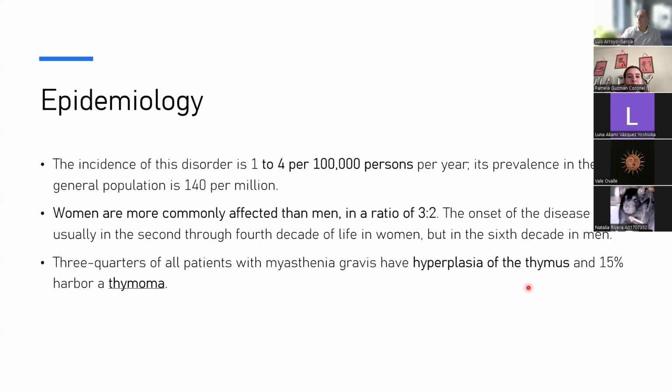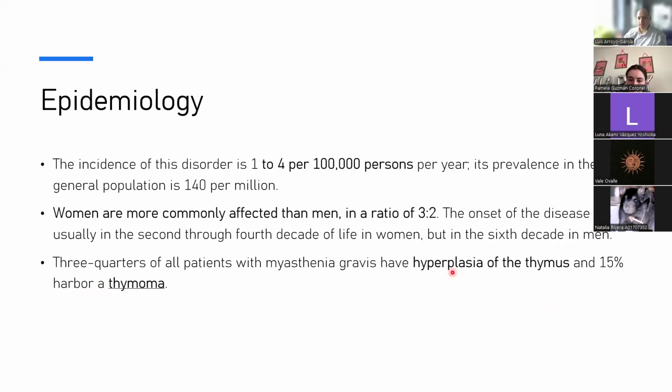This is a disorder that affects 1 to 4 people in 100,000 per year. There are a lot of people that suffer from this. For some reason, women are more commonly affected than men, and the onset of the disease is usually in the second through fourth decade of life in women, but older in men. This is important because three quarters of all patients with myasthenia gravis have hyperplasia in the thymus, and 50% could actually develop a thymoma.